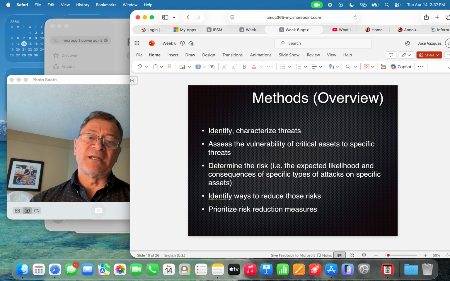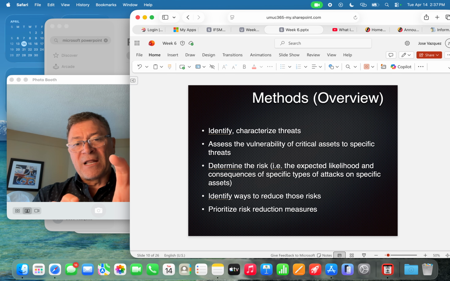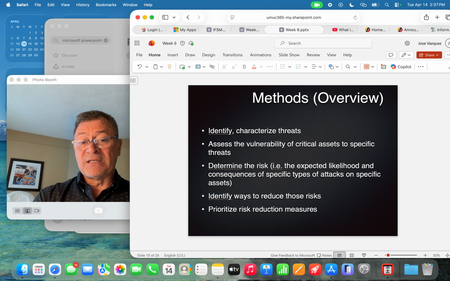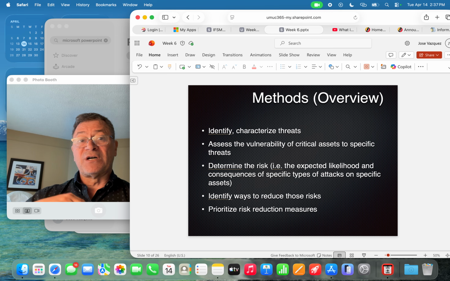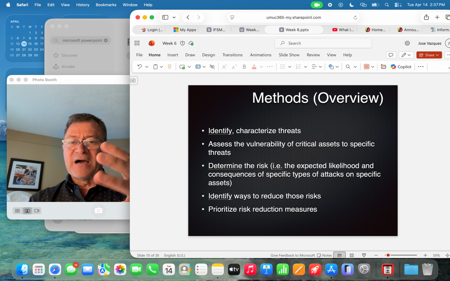Methods, again, I'm not getting too much into this, except that they'll kind of follow a framework like this: identify and characterize threats, assess the vulnerability, determine the risk, identify ways to reduce the risk, and prioritize risk reduction measures. You're going to have to figure out to what level or what method to use, but they all kind of follow these five steps.